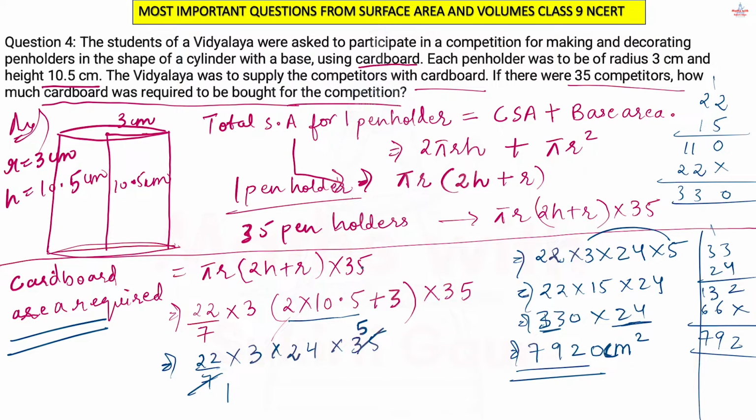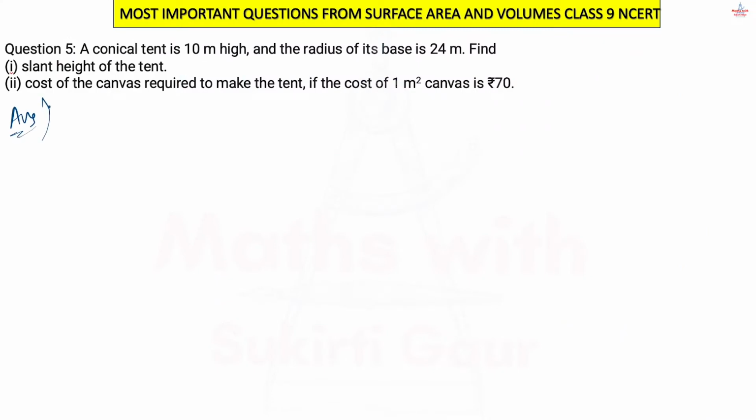Let us move on to the next question, question number 5. In this one, a conical tent is 10 meter high. The radius of its base is 24 meter. Now you have come to the cone part, and let us draw a conical tent of our own in this virtual world. In a conical tent 10 meter high, it means they have given us height, yes or no? So this is our height, 10 meter. The radius of its base is 24 meters.